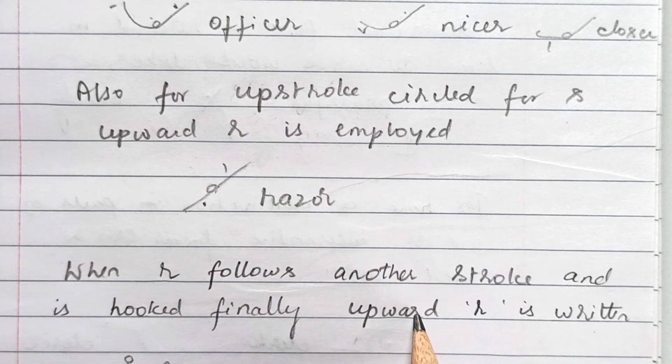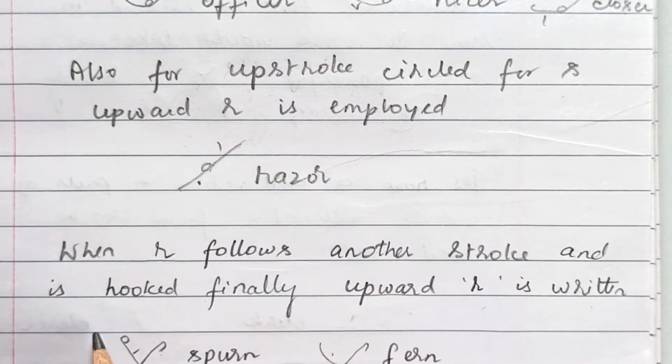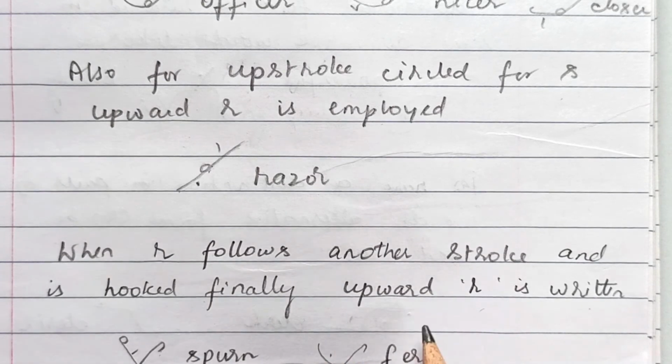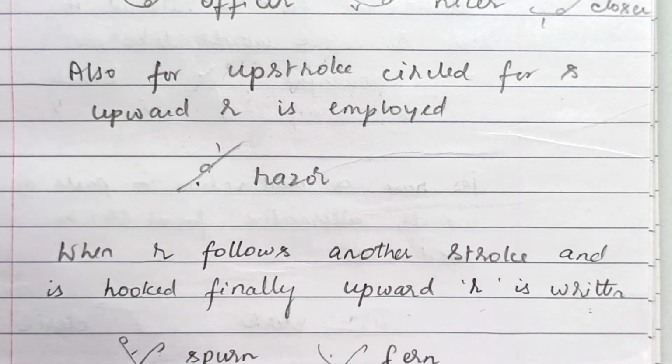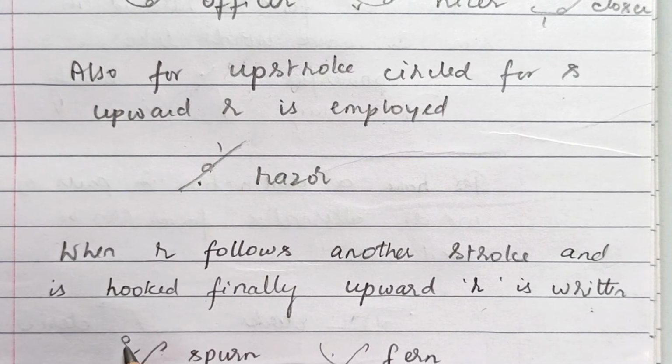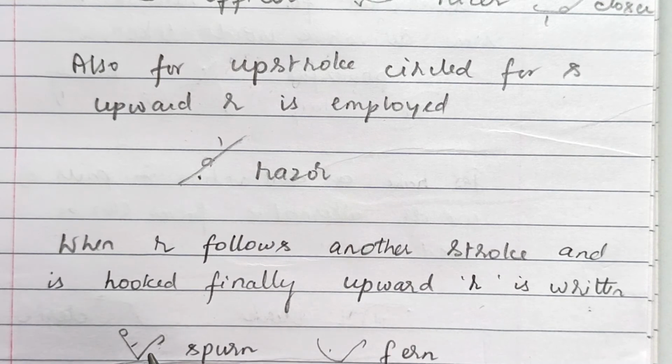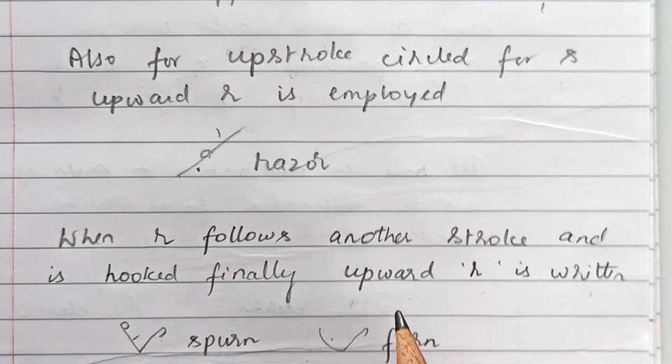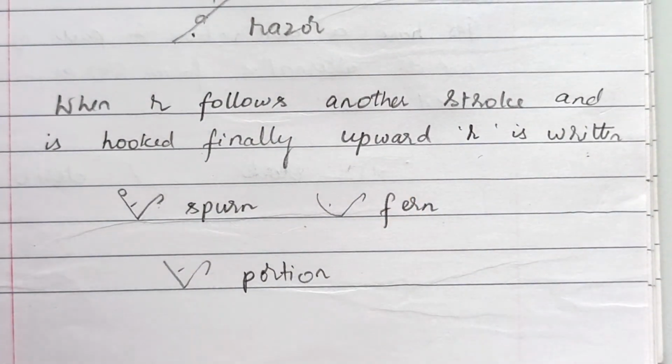And when R follows another stroke and is hooked finally, the upward R is written. So here you can see a stroke followed by R, and this R is hooked. So in such cases, the upward R is written. Spurn, fern and portion, where the upward R with a hook. So in such cases, the upward R is written.